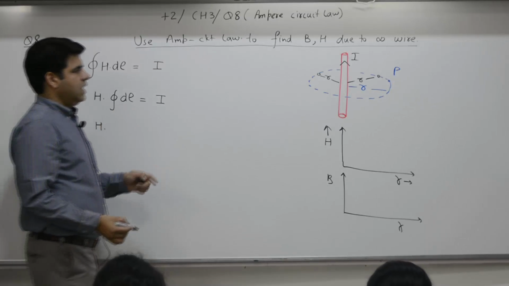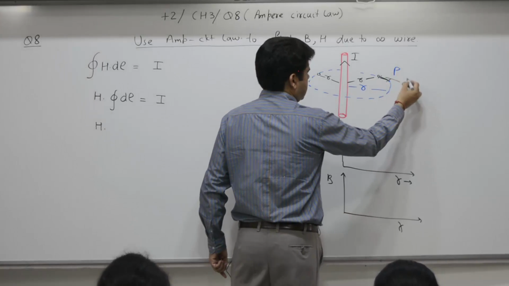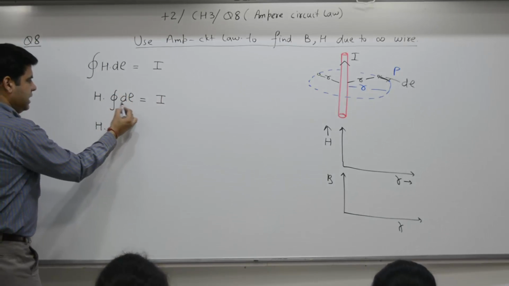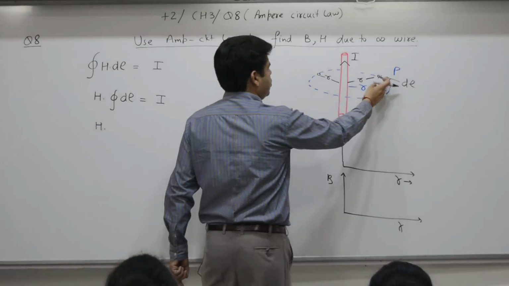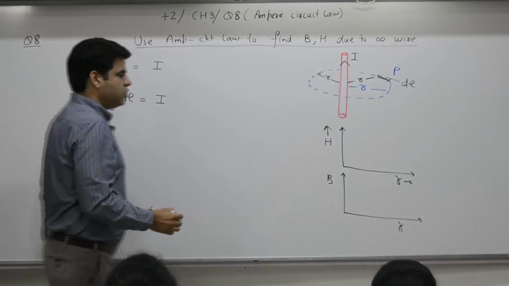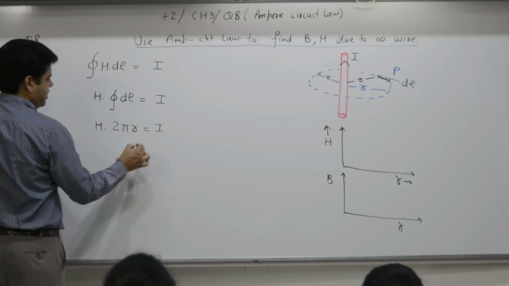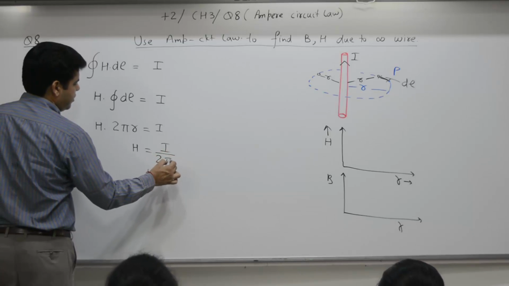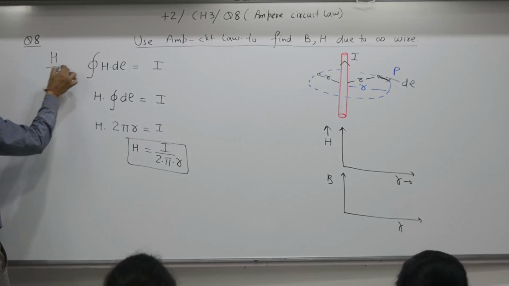What does it mean? dL is small length. Total length of a closed loop. In this case, this loop is a circle. Total length comes out to what? 2 pi r. So H is equal to what? I by 2 pi r. This is the first part, how to find H.